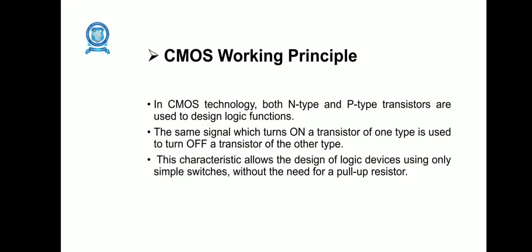In CMOS technology, both N-type and P-type transistors are used to define the logic functions. The same signal which turns on a transistor of one type is used to turn off a transistor of the other type. This characteristic allows the design of logic devices using only simple switches without any need of pull-up resistors. In CMOS, logic gates have N-type MOSFETs arranged in a pull-down network between the output and the low voltage power supply rail. Instead of a load transistor as in NMOS logic gates, CMOS logic gates have a collection of P-type MOSFETs in a pull-up network, between the output and the high voltage rail.